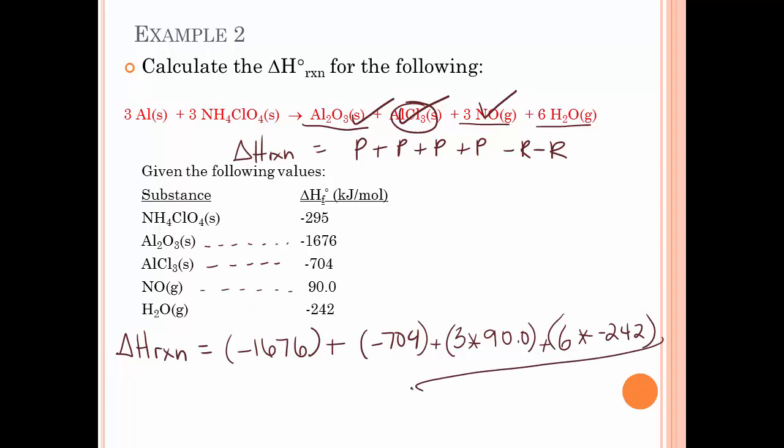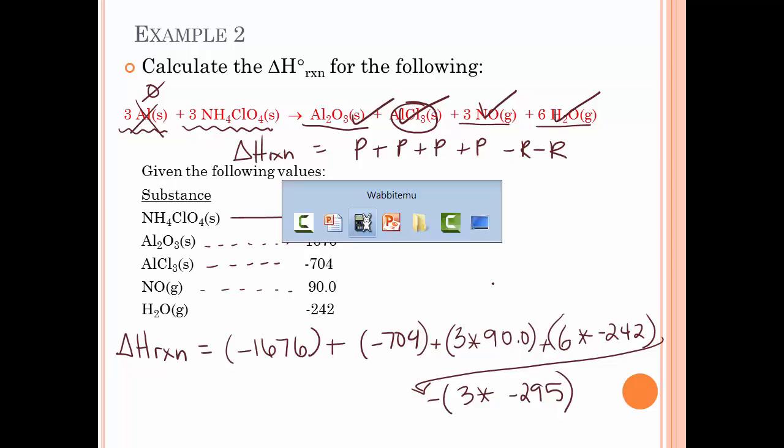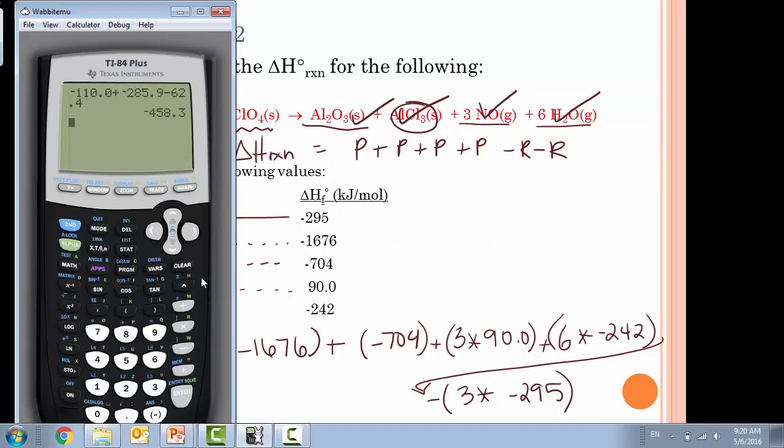I'm going to continue on down here. Now I'm going to subtract my reactants. Well, aluminum is my first reactant. That's an element, so it's 0, so you don't need to show it in your work. I'm going to subtract 3 ammonium perchlorates. So minus 3 times the value of ammonium perchlorate, negative 295. So that's your setup. We did products minus reactants, and we multiplied each one by its coefficient. Let's switch to our calculator and solve.